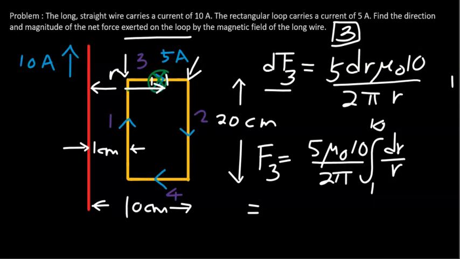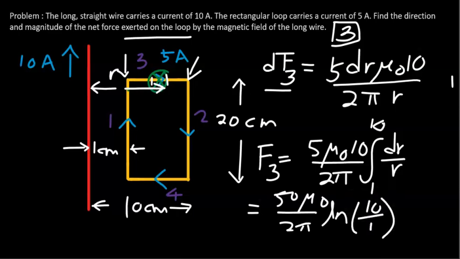So to calculate the magnitude, it is quite simply 50 mu naught over 2 pi natural log, that's what you get by integrating 1 over r, 10 over 1. The direction of this force: the magnetic field is going into the board. The 5 ampere current is going that way. So by using the right hand rule, the direction of this F3 force is upward. So this side of the loop will experience a force in an upward direction. So F3 is upward with that much magnitude.